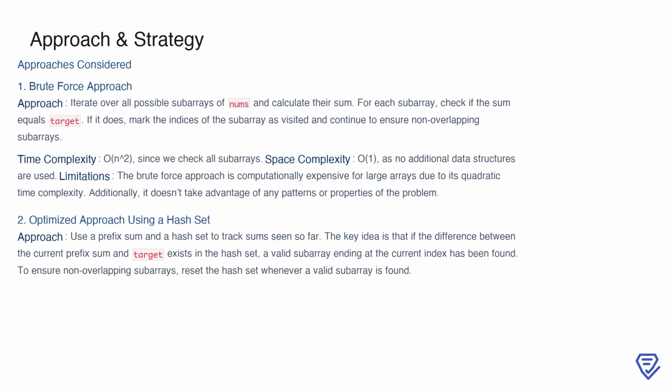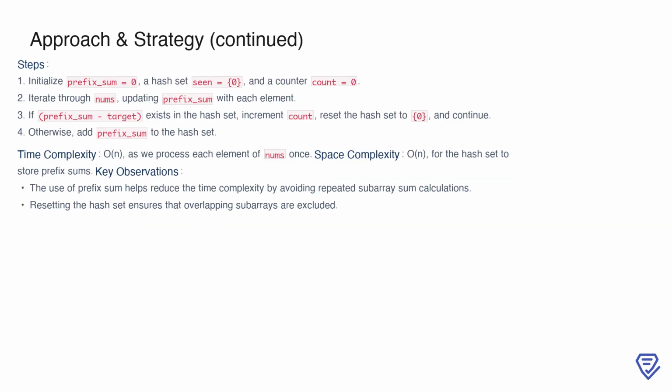To improve performance, we need a smarter approach that avoids redundant calculations and uses the problem's structure to our advantage. That's where the optimized approach comes in. The optimized approach uses a prefix sum along with a hash set to track sums we've seen so far. Here's how it works step by step. First, we initialize the prefix sum to 0, create a hash set containing just the value 0, and start a counter to track the number of valid subarrays we find.